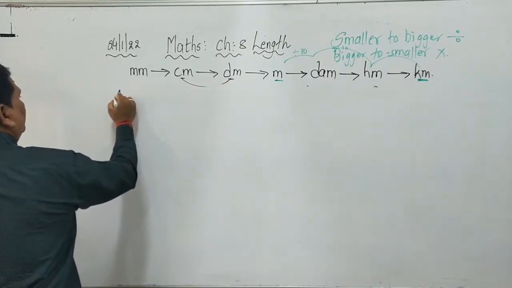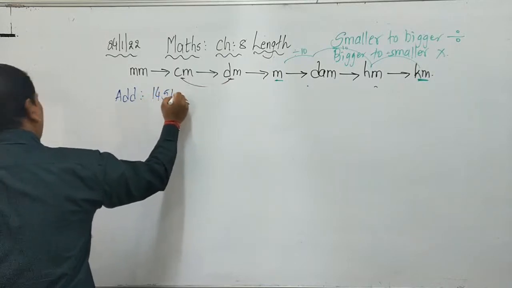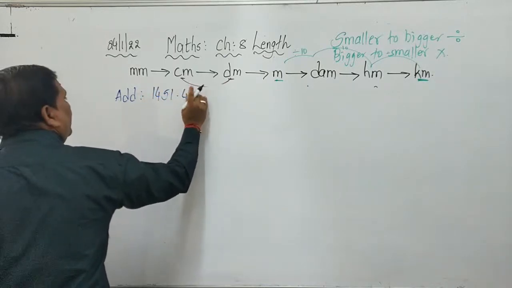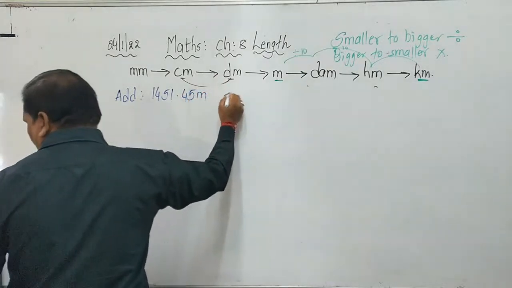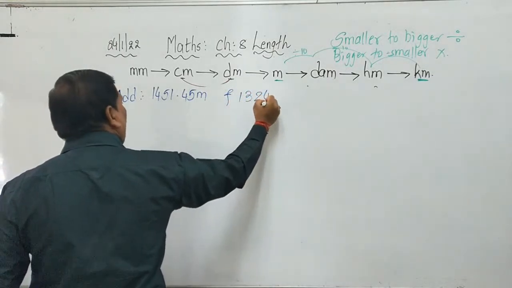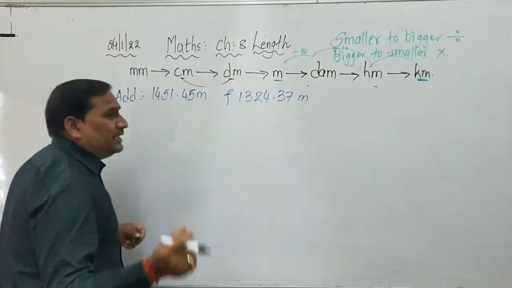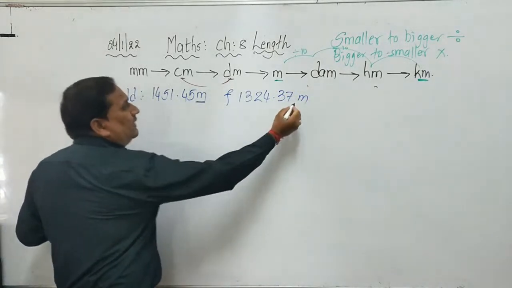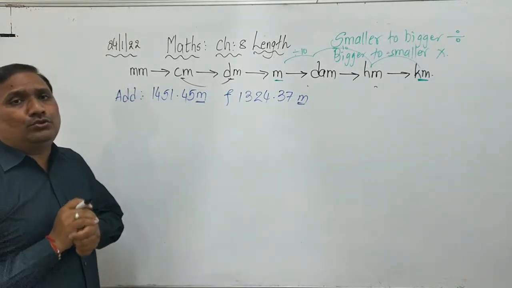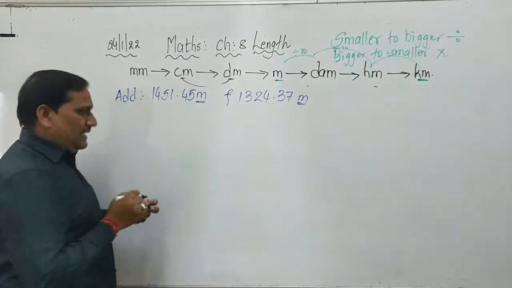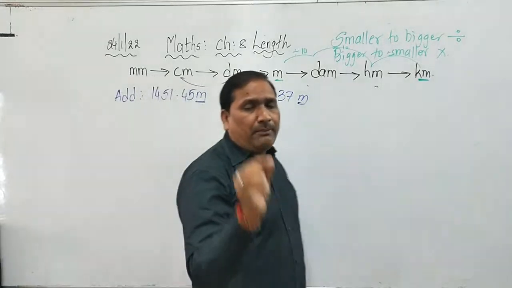Add 1451.45 meter and 1324.37 meter. Over here see the students, meter is given, meter is given. So both are of same unit. So we can add directly. But as decimal is given, so we have to keep it in mind.